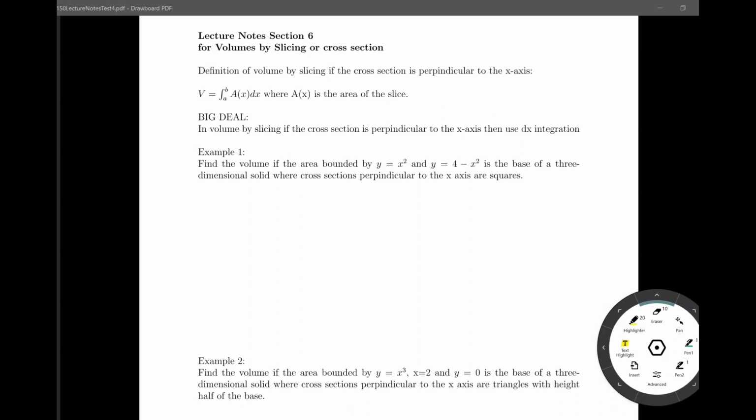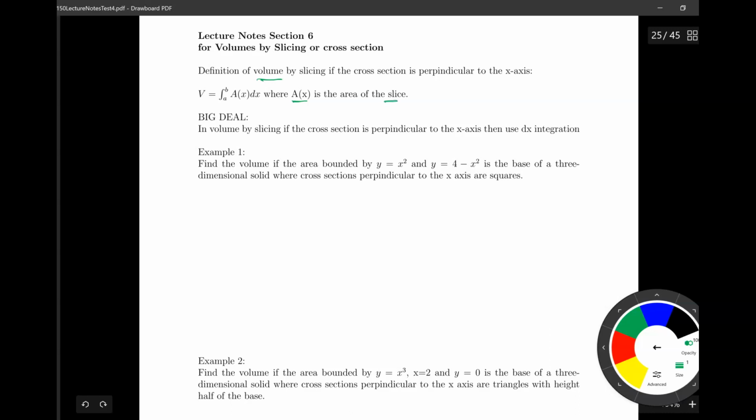Okay, so now we are going to be finding the volume of a three-dimensional solid. So we're trying to find the volume. We're going to be taking the area. You can think of it as a slice of cake that we'll be taking.